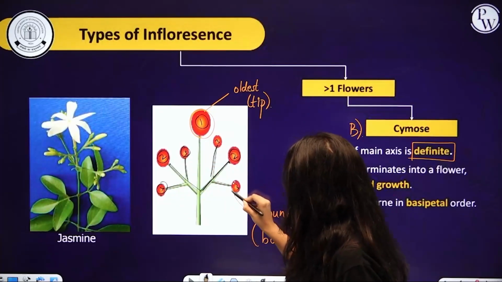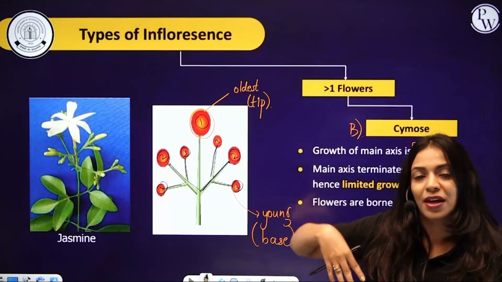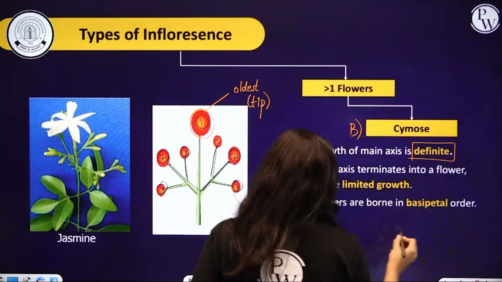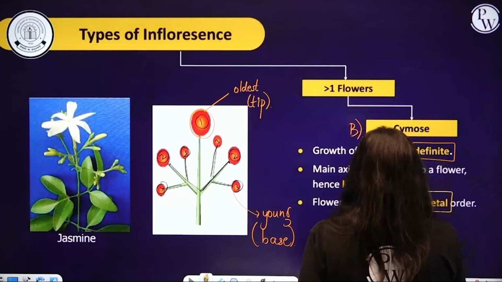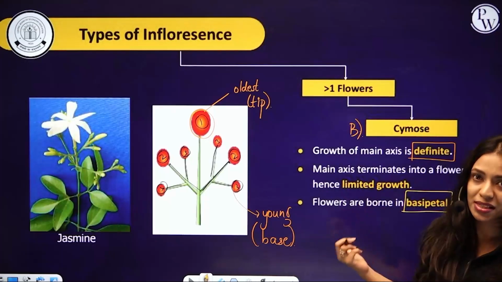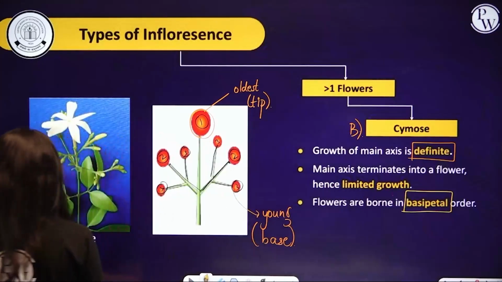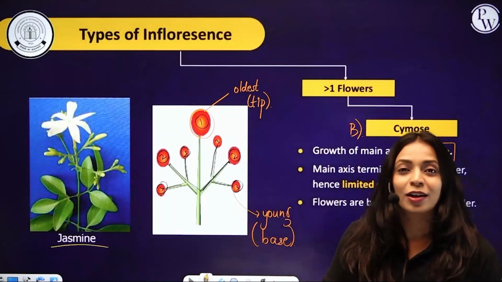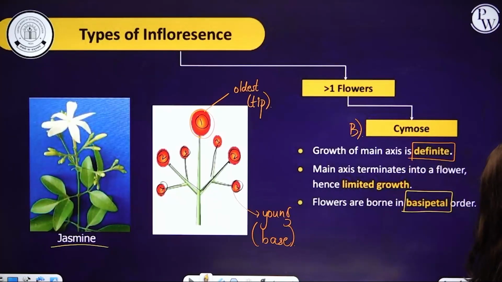So as you can see clearly, at the tip you have the oldest flower or the first formed flower, and towards the base you will have the relatively younger flowers. Such a type of succession or arrangement is called basipetal arrangement. Acropetal is in leaves and in racemose inflorescence. Basipetal we see in cymose inflorescence. I hope that is clear. Jasmine is a very good example. I'm sure all of you must have seen jasmine in real life. So the next time you see jasmine, don't just adore it for its beauty. Look at how the flowers are arranged. All right. So that's about cymose inflorescence.